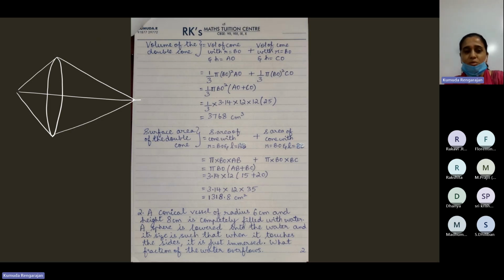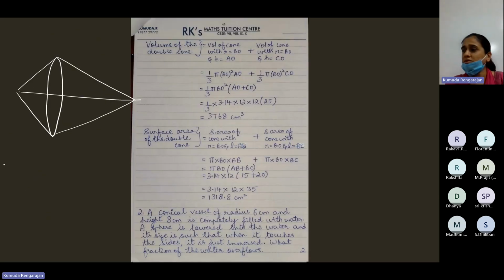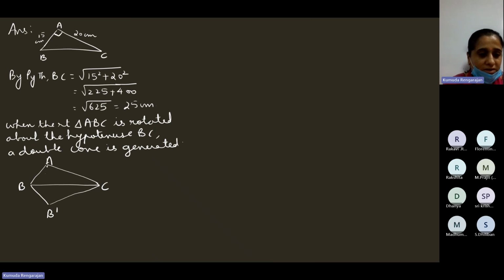I'm not showing the circular portion here. I'll just use a line segment. I said I'm not showing the circular portion like this. I'll just use a line segment. So I'm just connecting it like this, children.